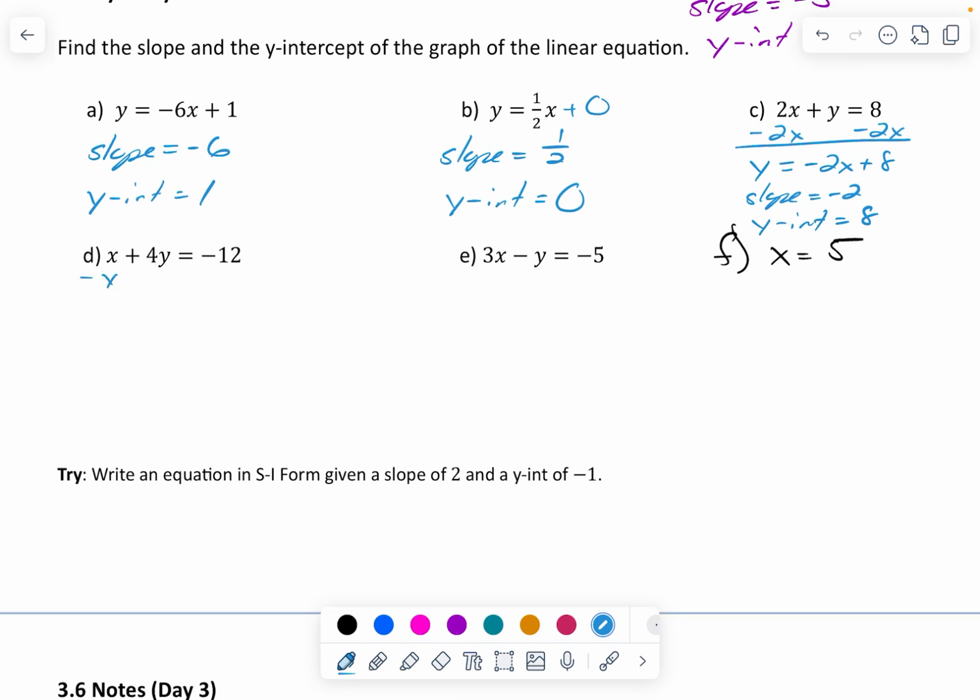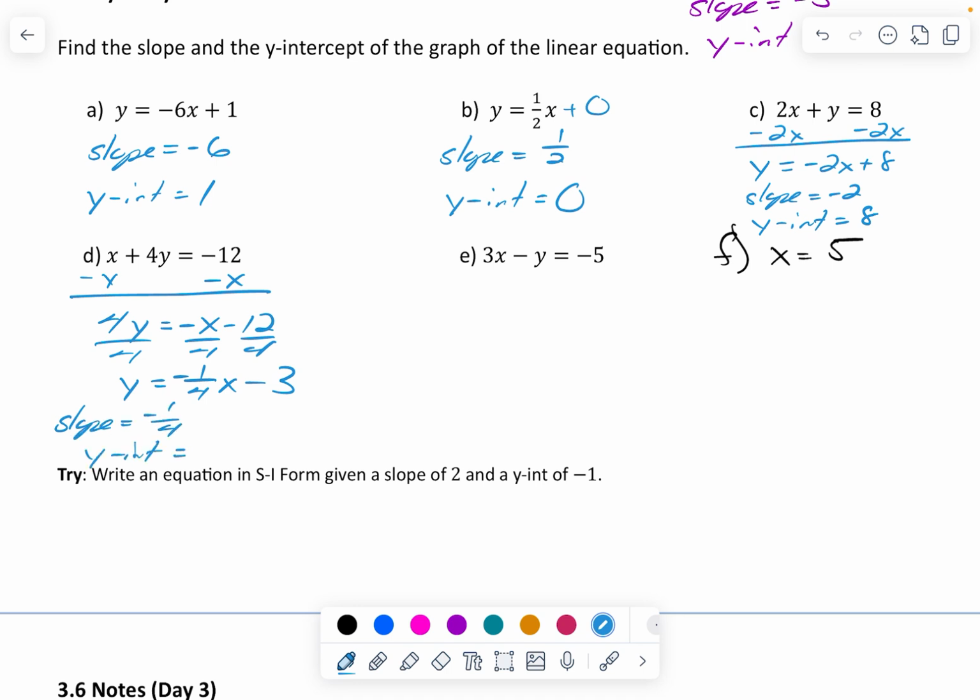Here, let's start by subtracting x from both sides. 4y equals -x - 12. Now I'm going to write this -1/4 x minus 3. So instead of writing -x over 4, let's put that number in front and then the x and so forth. So my slope, -1/4, y-intercept, -3.